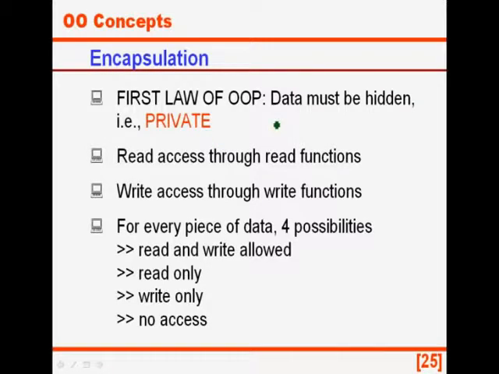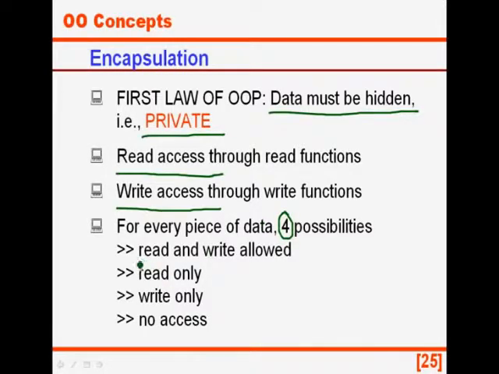So the first law of object-oriented programming is encapsulation. Data must be hidden. All data is private. Read access through read functions and write access through write functions. For every piece of data, this leads to four different possibilities. Either we allow both reading and writing, that is, we can access the data and we can modify the data, or read only, that means we can access the data but are not allowed to modify. Write only, we can modify but cannot access in terms of reading. No access is absolutely no reading or writing.